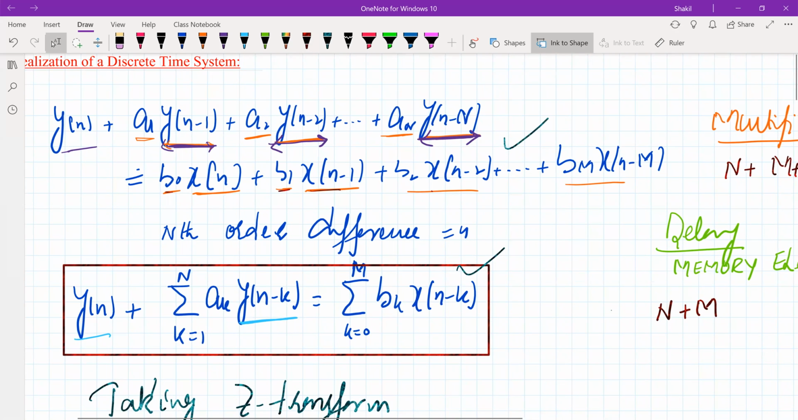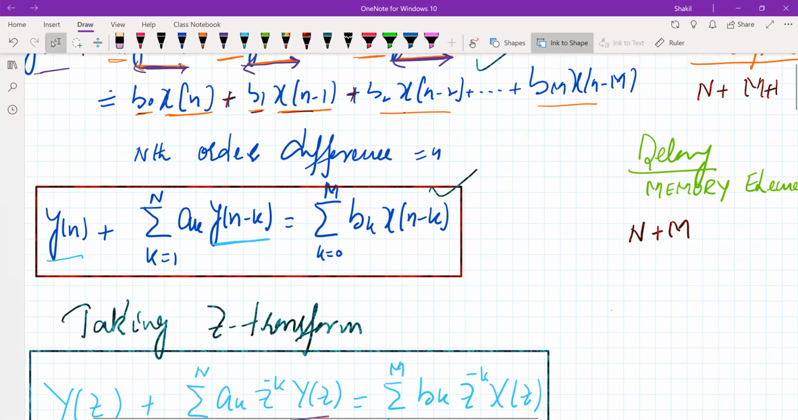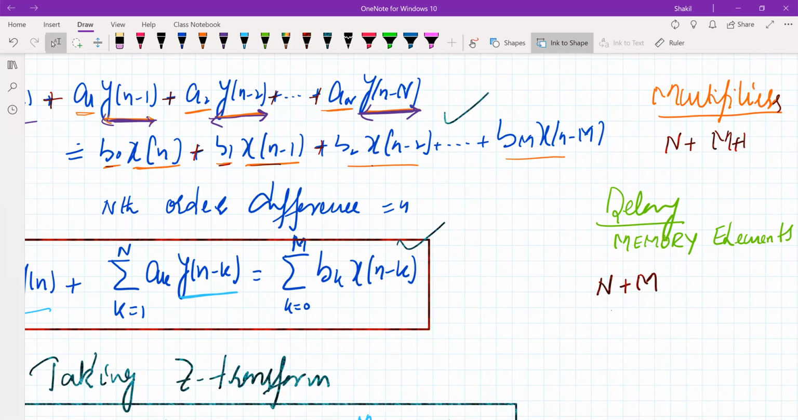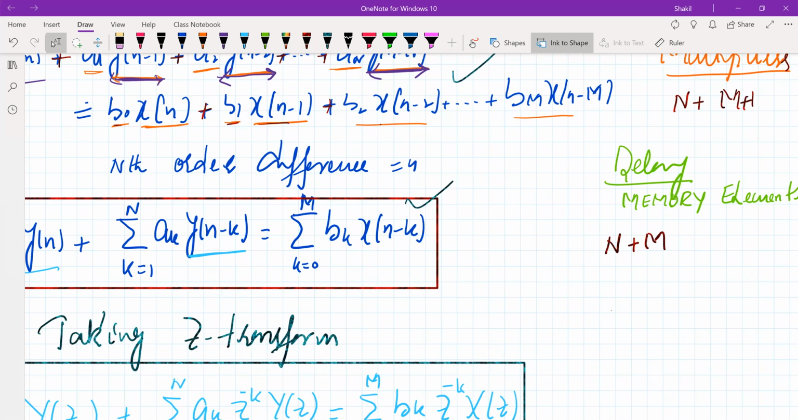Now what is the third operation that we do to realize the system? We can realize sum. So there are additional elements, as we need to perform the addition of these inputs and outputs, previous inputs and previous outputs, to realize this system. So the third component that we need is the summer or adder.